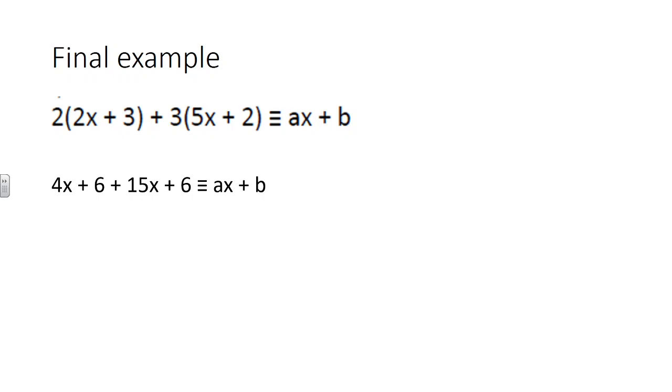So we can do a bit of simplifying now on this side. We could put our 4x and our 15x together, and our 6 and our 6 together. So we've got 19x plus 12 is identical to ax plus b. It's very similar now to example 1, where we're just matching up the x's on the left-hand side with the x's on the right. So you can see the a is 19 and the b is 12. Can you make sure you've got that copied, please?